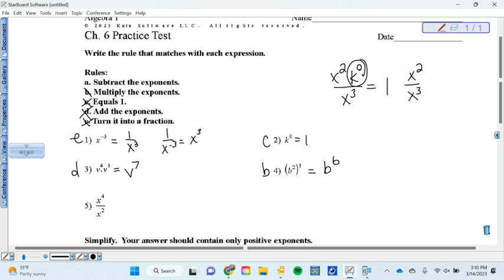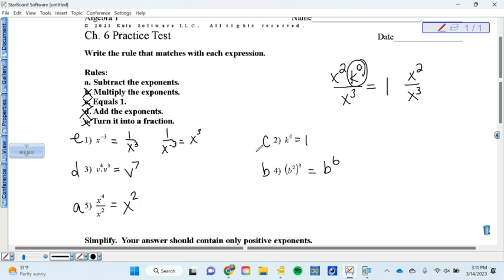And then lastly, number 5, what am I doing? So what does this become? But don't the x's like cancel out or something? No, base stays the same. I was trying to trick you. All right, so it's just x to the 4 minus 2 is 2, so x squared.